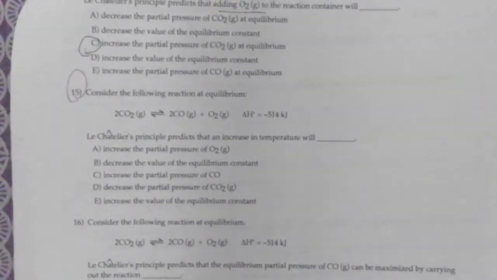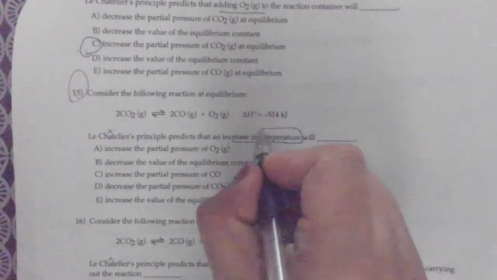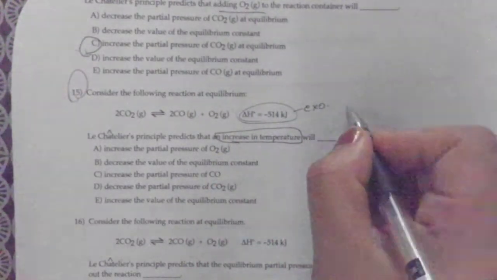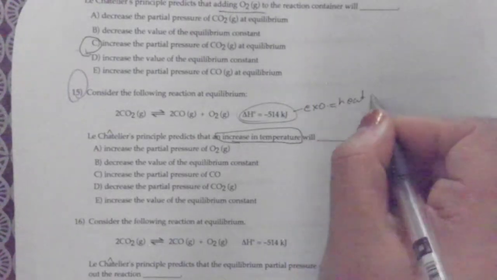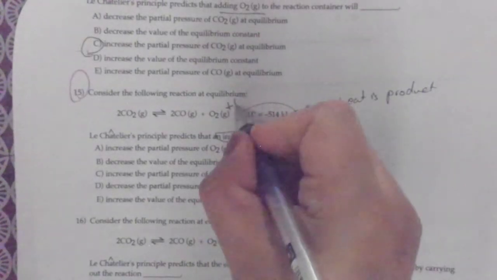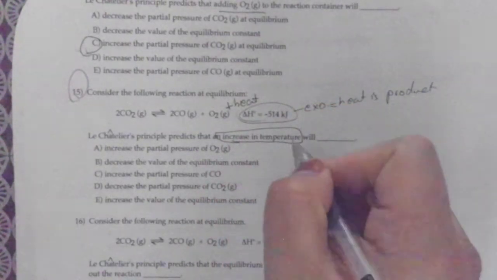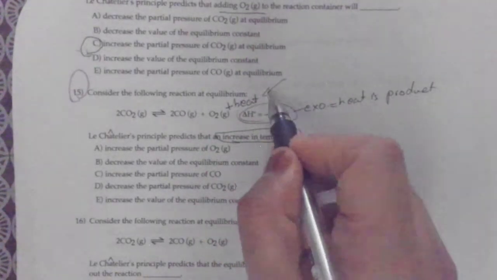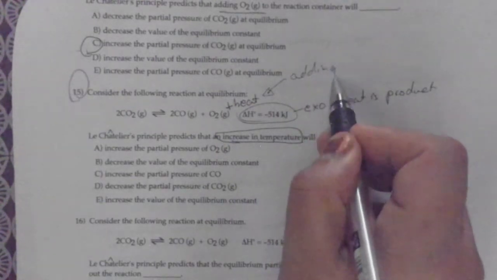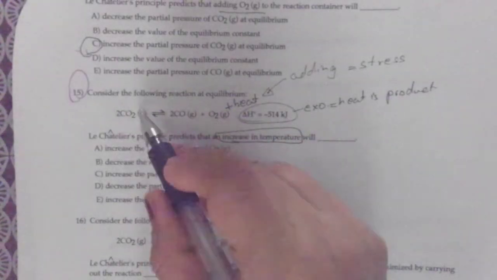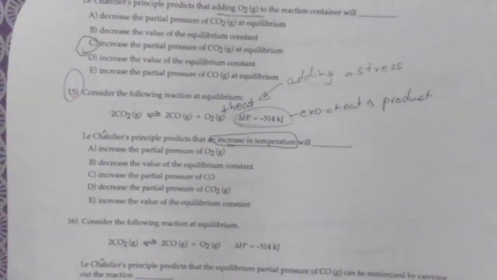Okay, 15. What happens if you increase the temperature? You have to look at this. Exo meaning heat is a product, so heat is gonna be here. I'm just gonna say plus heat. Same thing as up there: you're adding heat, you're increasing temperature, so that's the stress. So it's gonna go the other way, making more of this and less of these. So number 15, correct answer is B.